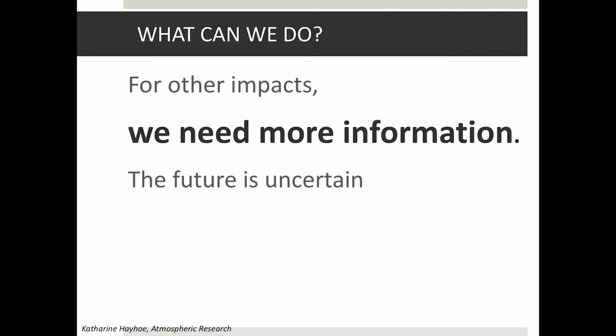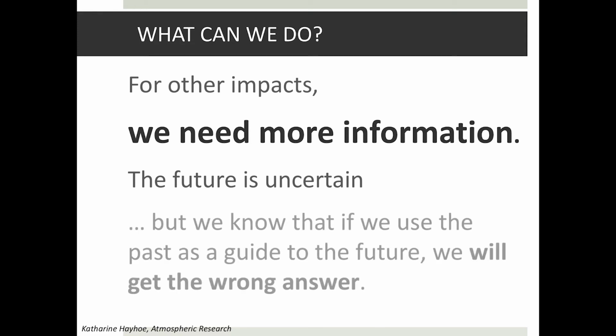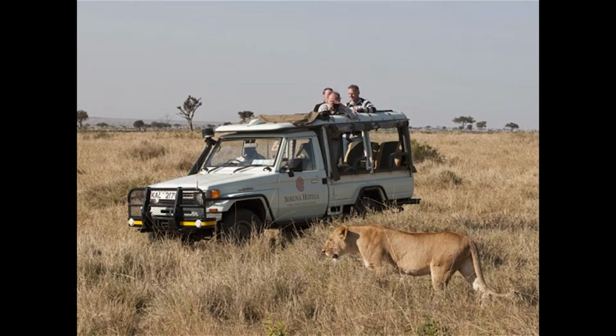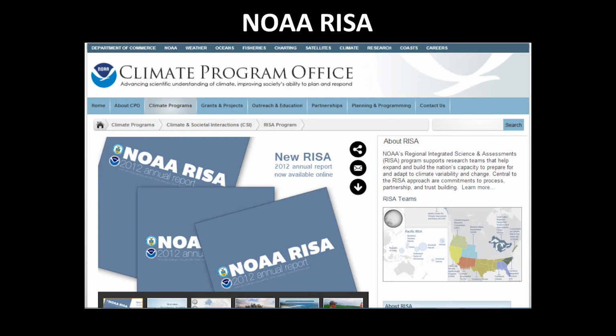For other things, there's a lot of uncertainty, but we're pretty sure that if we use the past as our guide, we're going to get the wrong answer. So don't go out there without a guide. It's stuff that requires quite a bit of expertise to do. And there are many guides. I mentioned the NOAA RISA program only because I've been involved with it for the last 16 years. There are many other experts out there that can help if you want to dabble in this sort of thing.